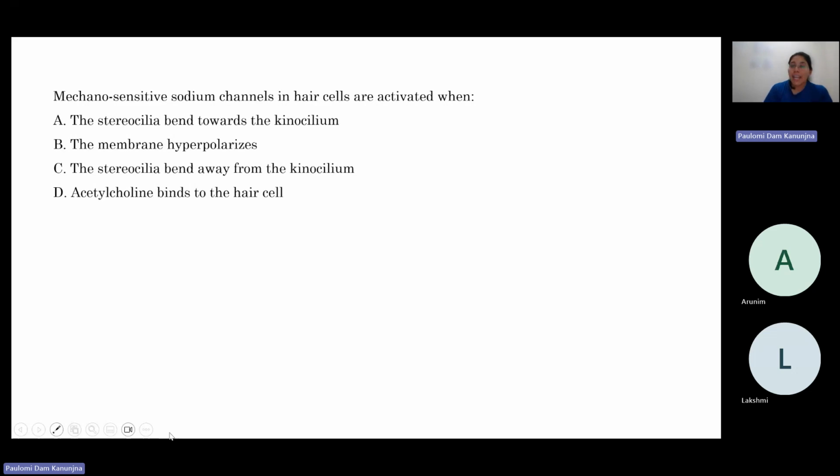So again, mechanosensitive movement. Sodium channels are activated when, that's what I just told you. So in other terms, the same question.